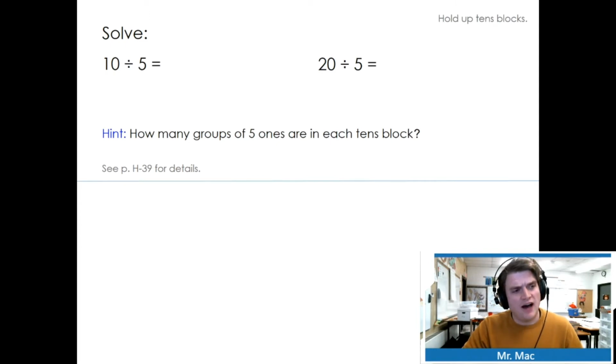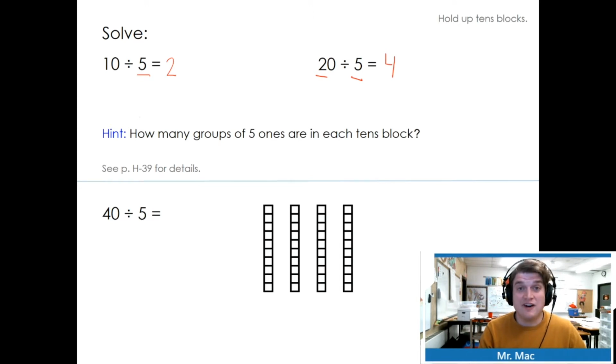10 divided by 5. How many groups of 5 ones are in each tens block? Well, we can skip count by 5, and if we skip count by 5, we get 5, 10. So we know there are 2 groups of 5 ones in each tens block. With 20 divided by 5, we can skip count by 5s as well, or we can think about this as 2 tens blocks, and we know that there are 2 5s in each tens block, which would mean our quotient is 4.